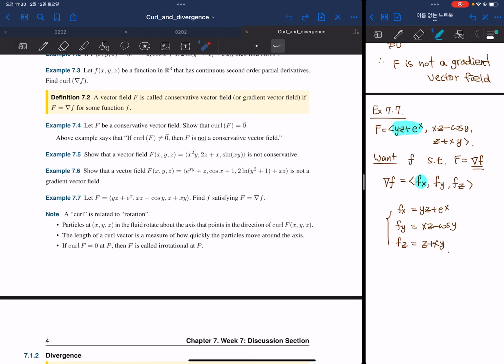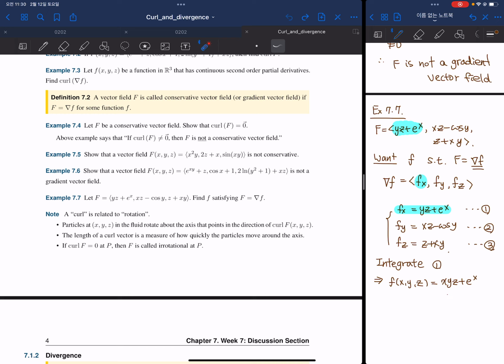So here, to get the function f, we need to integrate this one first. Let's say these are equations 1, 2, 3, and we want to integrate. First, in the first equation, you will get f of x comma y comma z is xyz, and then you will get e to the x.